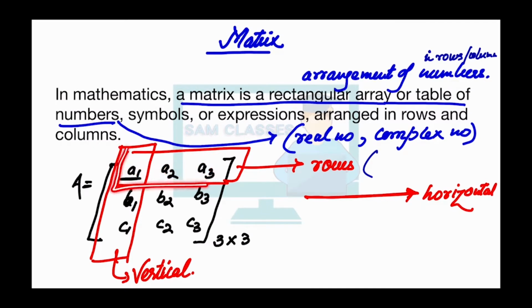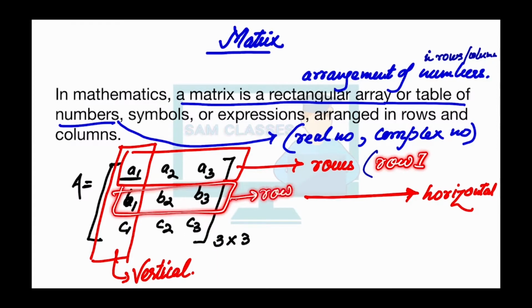Now this horizontal one is nothing but your row. A lot of students have doubt: sir, what is the row? We get confused between rows and columns. The sleeping line is the row. So this is row 1, this is row 2, this is row 3. So we have 3 rows in here.